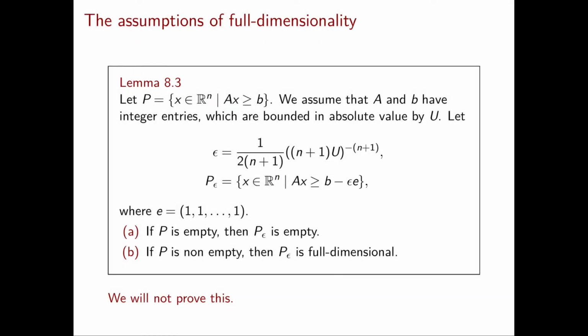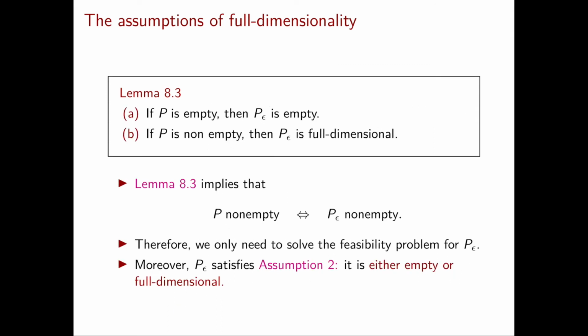The lemma then says that if P is empty, then P epsilon is empty as well. Furthermore, if P is non-empty, then P epsilon is full dimensional, and of course non-empty. We will not see the proof of this lemma, and if you're interested, please look at the book. However, let's see how we can use this lemma.